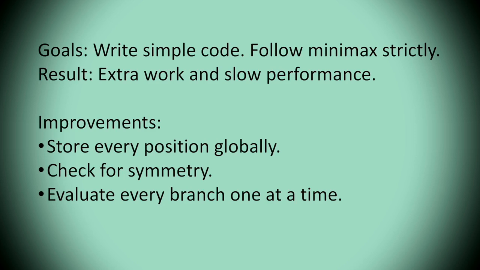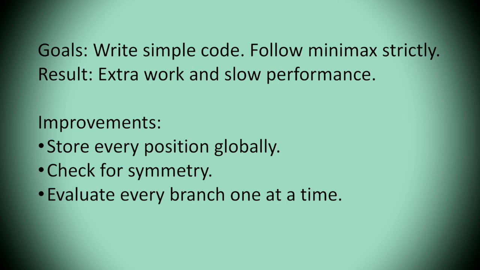So if we wanted to step away from those goals and try to write fast code, what we would find is there's 3 really easy improvements we could have made. The first of which is storing every position globally, so we don't have to resolve the same positions over and over. The second we already talked about, which is checking for symmetry. If a position can rotate or flip to a different position, it'll have the exact same evaluation. And the third one is that we should be evaluating every branch one at a time, instead of generating all of them and then checking them.